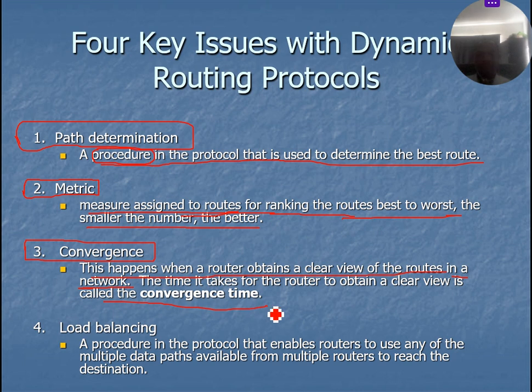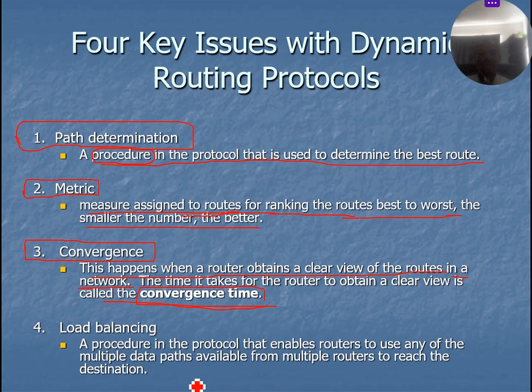Okay, convergence itself just happens when a router gets a clear view. We say the router has converged when it gets a clear view of all the routes available in its network. Then we say it's convergent. But the time it takes to get that clarity is called convergence time.